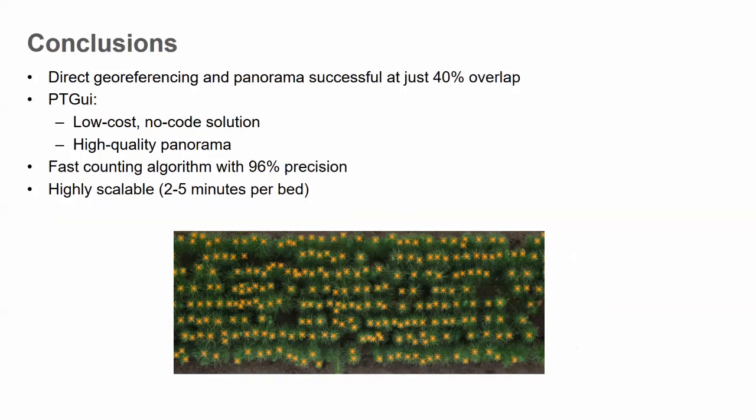Aside from the loss of the height trial, the overall conclusions from the study were very positive. We demonstrated 2 new methods for imaging long seedling beds using direct georeferencing and panorama generation. Importantly, both could achieve success using a single flight of the UAV with just 40% image overlap. The PTGui solution offered a low-cost, no-code solution to generating high-quality panoramas of the seedling beds. The Darknet algorithm achieved 96% precision and was extremely scalable. In combination, both of these methods are likely to be able to image long seedling beds and count tens of thousands of seedlings.